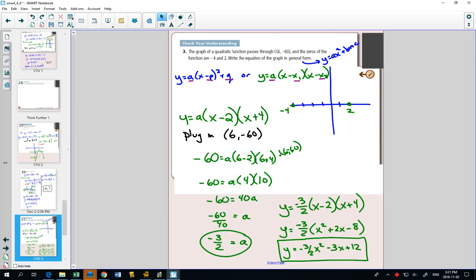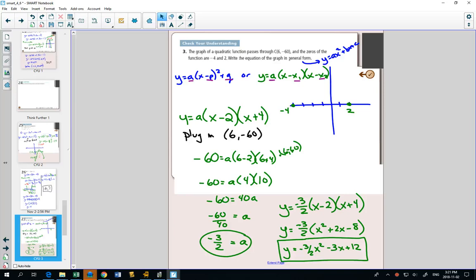And in the factored form, you have your a value, which is the same as your a value over here. But in your factored form, you have both x-intercepts. In your standard form, you have your vertex. So since we knew both x-intercepts, that equation made more sense, because then we had only one thing left to solve for, which was a.